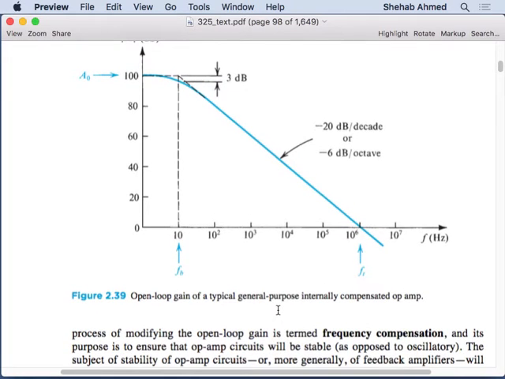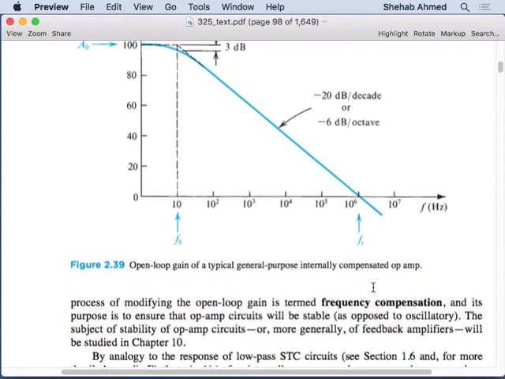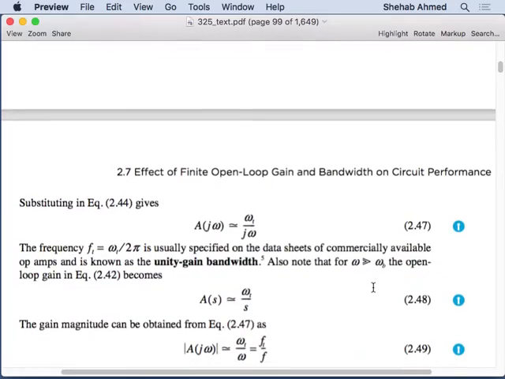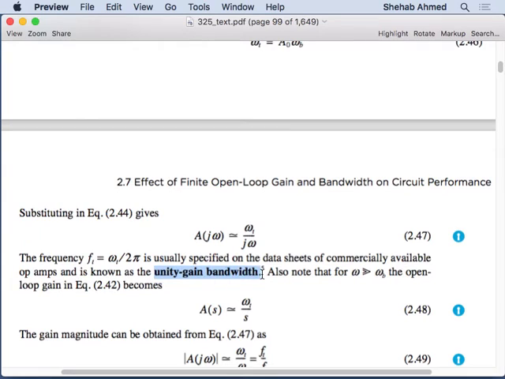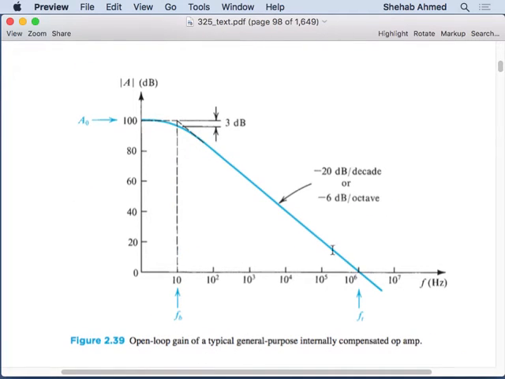They also give this point here a term called FT. They call it the 0 dB gain frequency, or the unity gain bandwidth. What does unity gain bandwidth mean? It is the frequency at which the gain of the amplifier is unity. So 20 log of 1 is 0 dB, meaning the magnitude of A crosses 0.